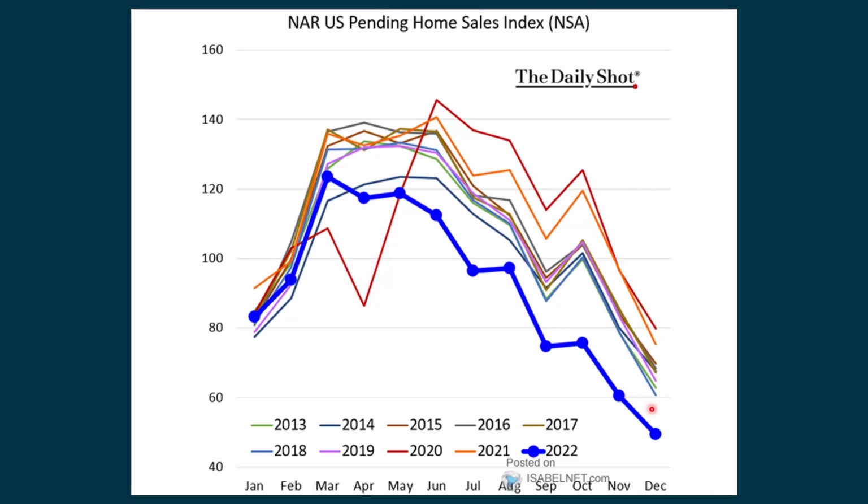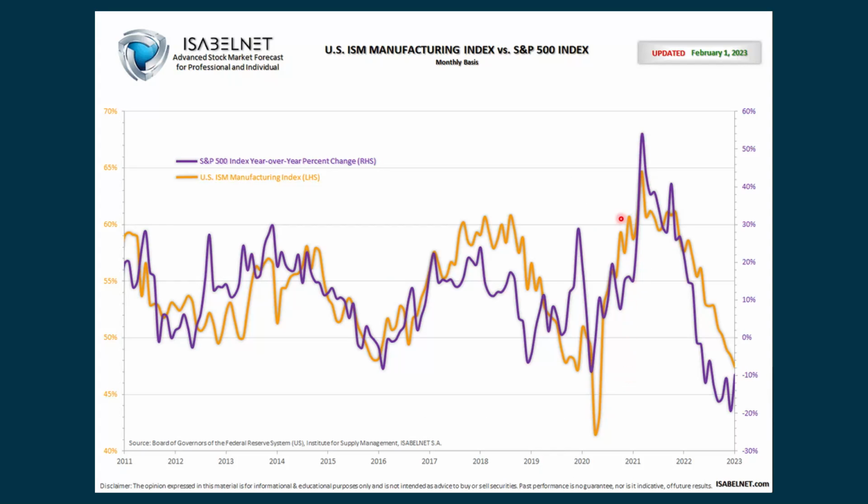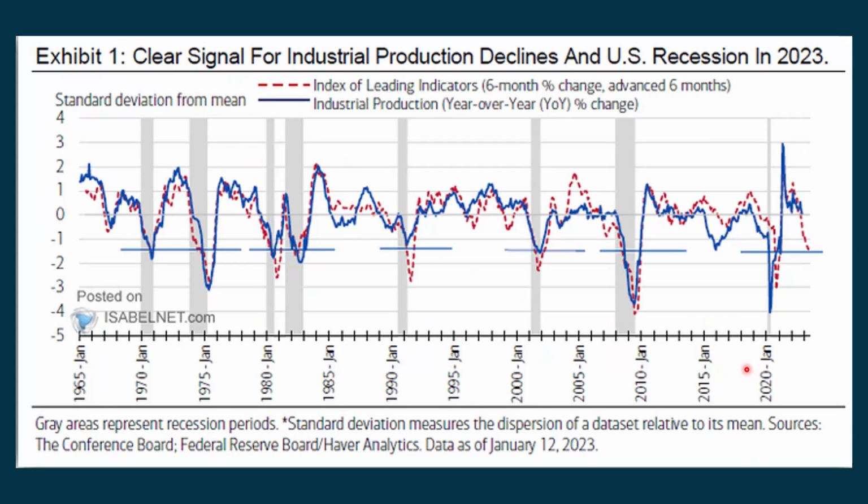Real estate really started to show some weakness last fall, but it has been starting to pick up with recent reports that we're seeing. Here's the ISM manufacturing index against the S&P 500. Where the S&P is the purple line, it's been going back up as the ISM has been coming back down. But again, this is a little outdated. This chart suggests that there's a clear signal for industrial production declines and a U.S. recession in 2023, where the red line and the blue line continue to decline.